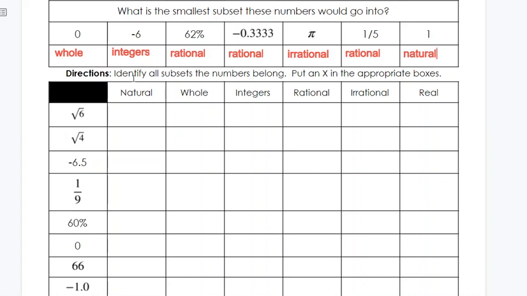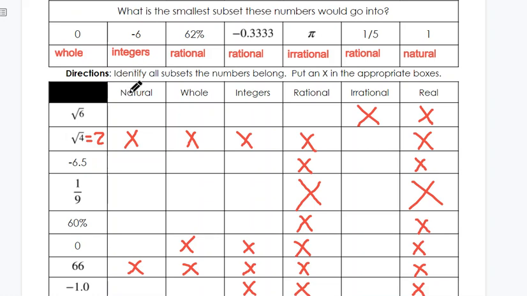All right, so let's do this next one here. It says identify all subsets the numbers belong to. Put an X in the appropriate boxes. So let's do one for an example. Let's do 1/9. It's like halfway down here, 1/9. So 1/9 is a fraction. So a fraction cannot be natural. So I know that can't be it. It's not a whole number. It's not an integer, but it's a fraction, so I know it's rational. If something's rational, it can't be irrational, but it can be real. All the numbers we deal with are real. All right, so pause the video, try this on your own, and see if you can do it. Unpause it when you're done, check your answers.